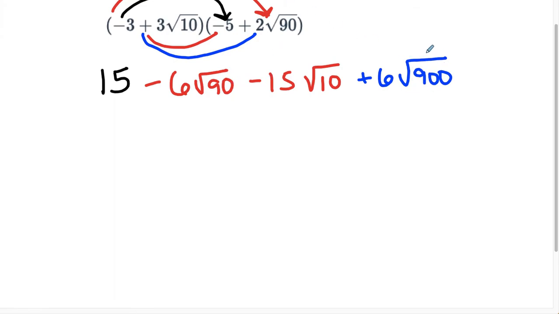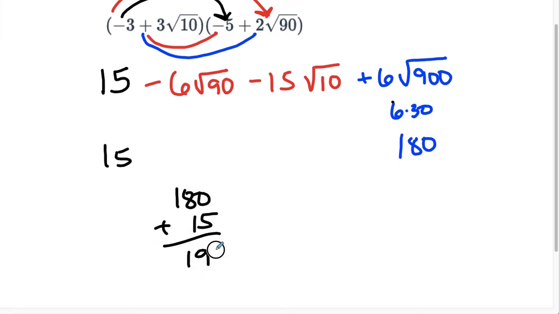All right, so just by taking a look at this, we can reduce the square root of 900 as 30. All right, this reduces to 30. So this is just 6 times 30, which is 180. Okay, this 180 and this 15 will combine together. So 180 plus 15 is 195. All right, so 195 so far.